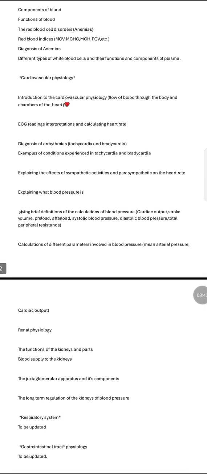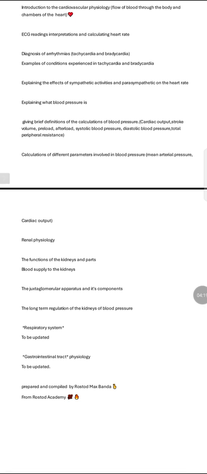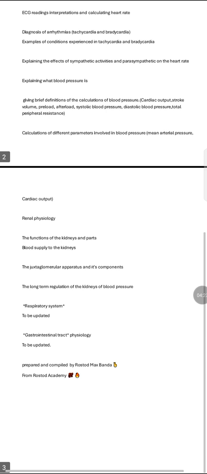On CVS, we concentrate much on ECG. You should be able to know about ECG interpretation and also how to calculate the heart rate. Also, you have to be able to tell on the ECG that this is tachycardia or this is bradycardia. We talk about the range of the heartbeats: we should have a range of 60 to 100 beats per minute. If it's above 100, what is it called? Below 60, bradycardia. Above 100, tachycardia. Then also examples of conditions that are experienced in that, right?